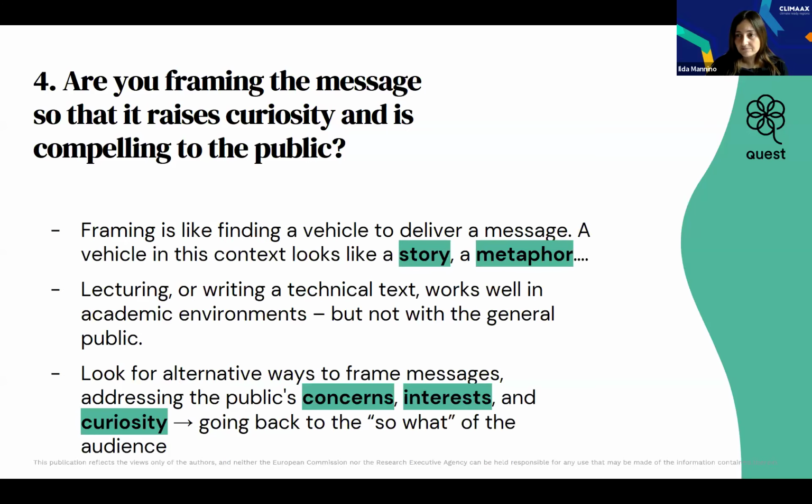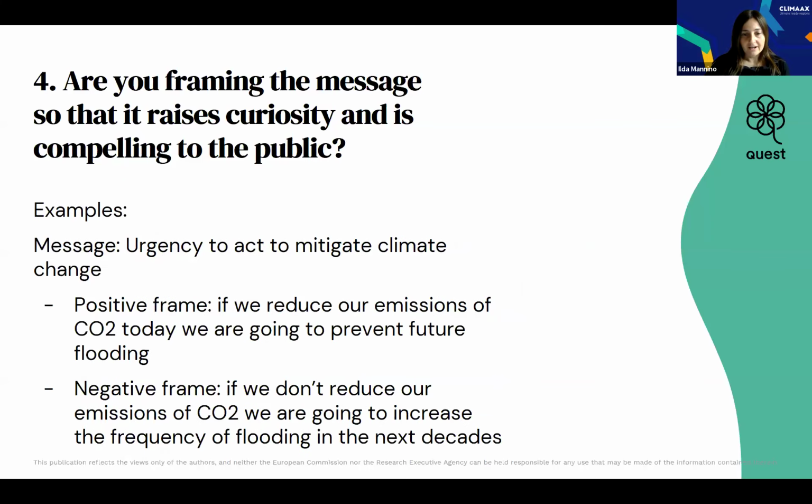So you can use stories, you can use metaphors, again focusing on the concerns and interests, and on raising curiosity of the public. So here again, we go back to the idea that you have to have clear in mind what is the so what of your audience. An example related to climate change of different approaches to framing an issue is the urgency to act to mitigate climate change. You can deliver the same message using two different approaches.